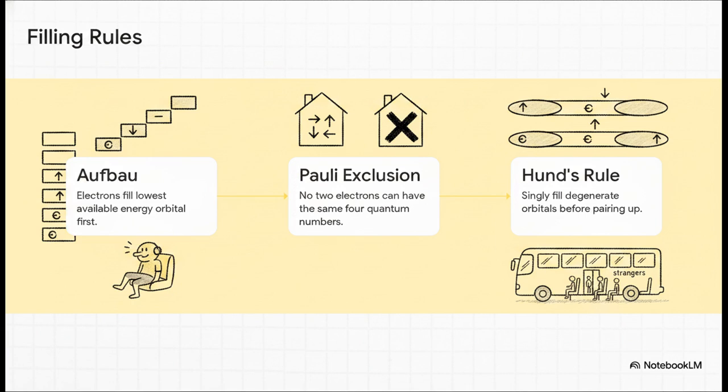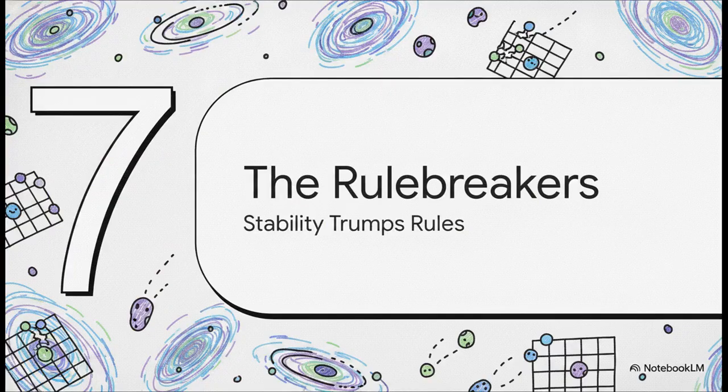And step 3 is Hund's rule. If electrons are filling orbitals of the exact same energy, like those 3p dumbbell shapes, they will single file into empty orbitals first before they agree to pair up. It's literally exactly like strangers getting on a bus. People will sit in empty rows before they ever choose to sit next to someone else, all to minimize that repulsive energy.